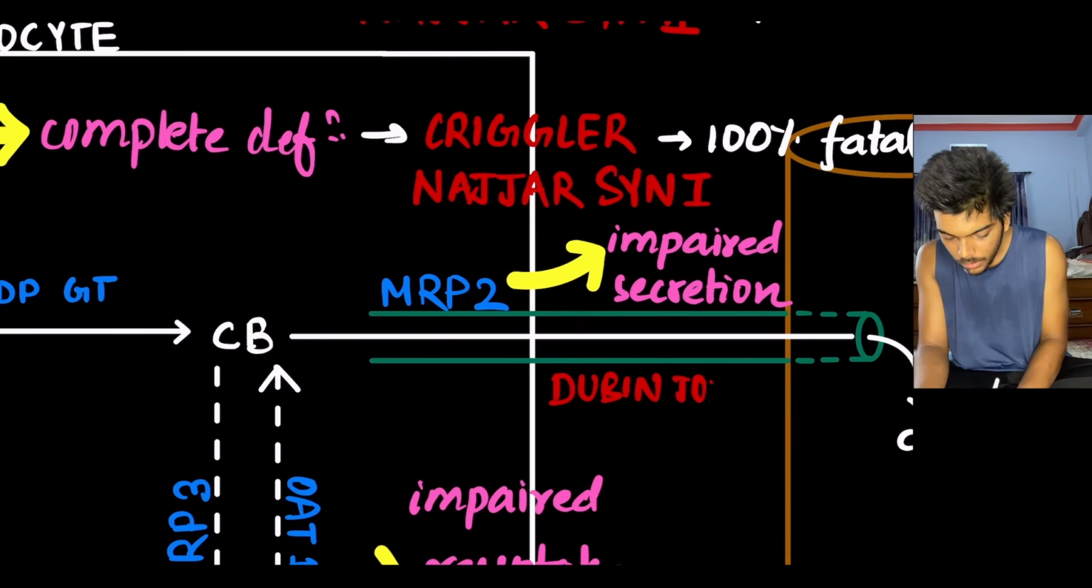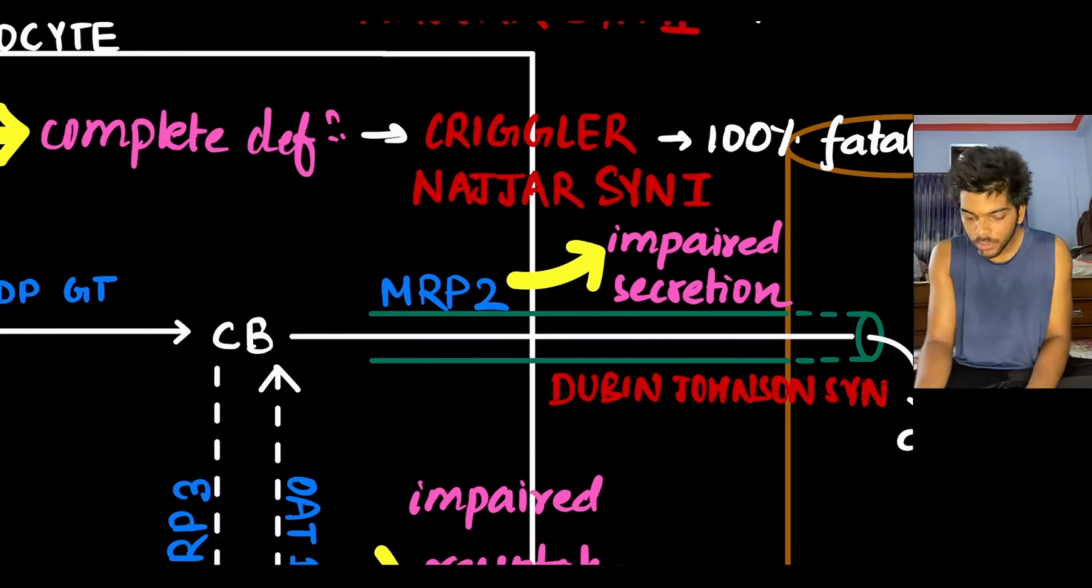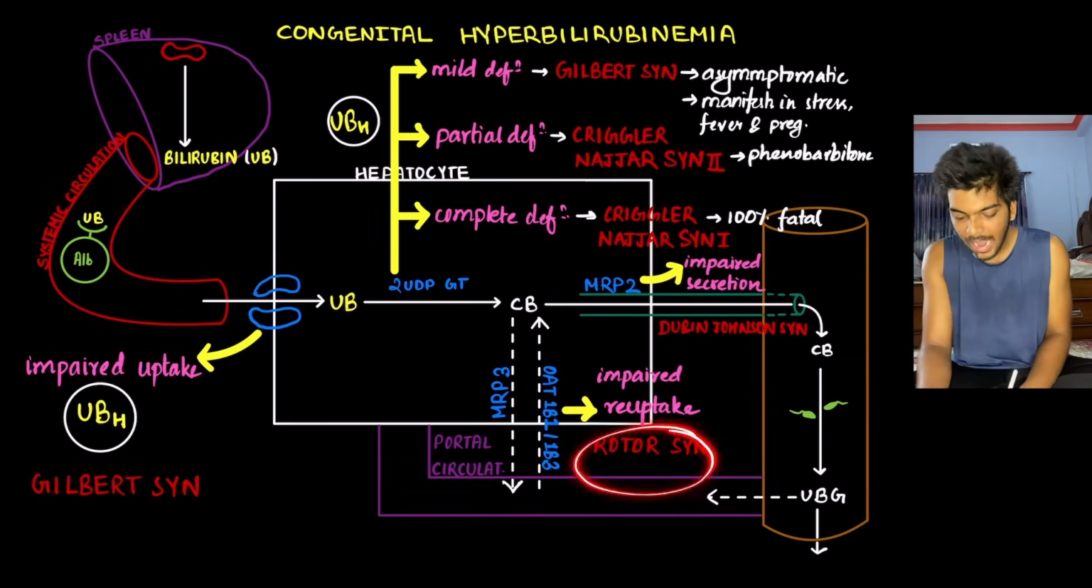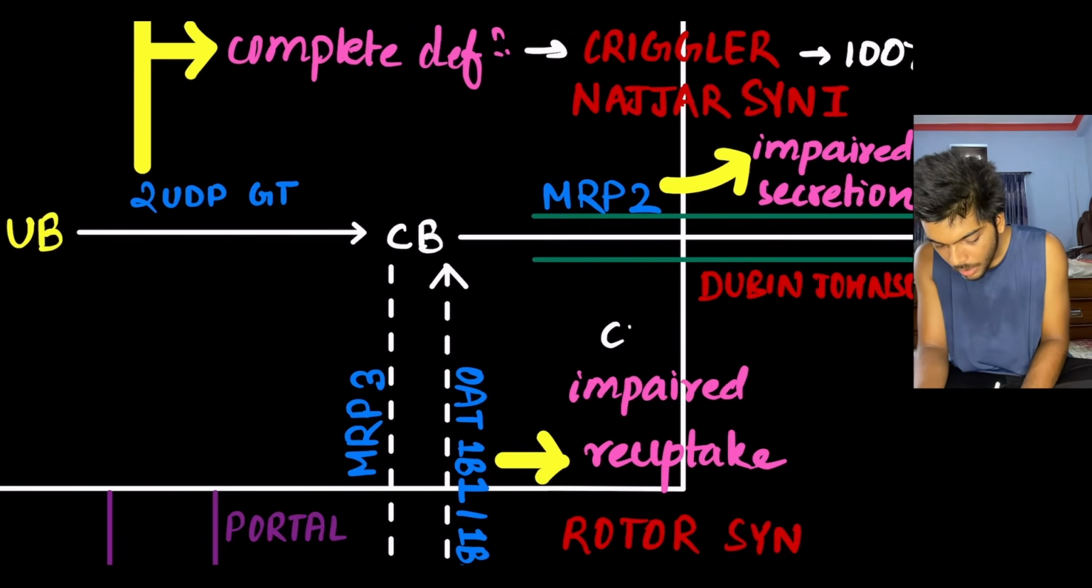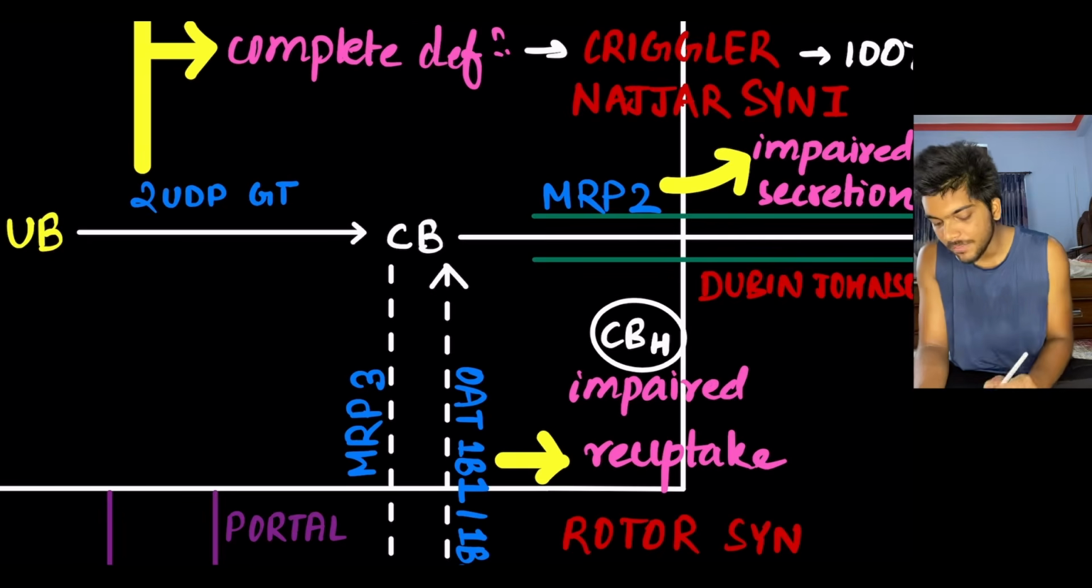Dubin-Johnson syndrome. So both Rotor syndrome and Dubin-Johnson syndrome cause conjugated hyperbilirubinemia. Both of them cause conjugated hyperbilirubinemia. What's the difference between the two?